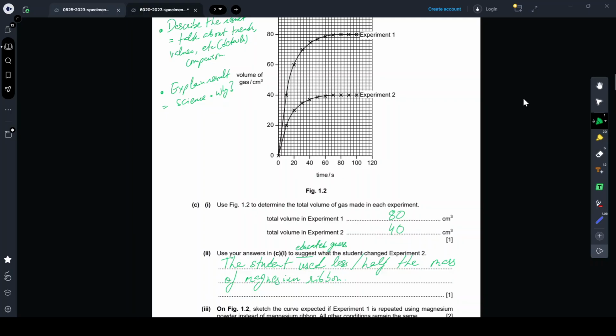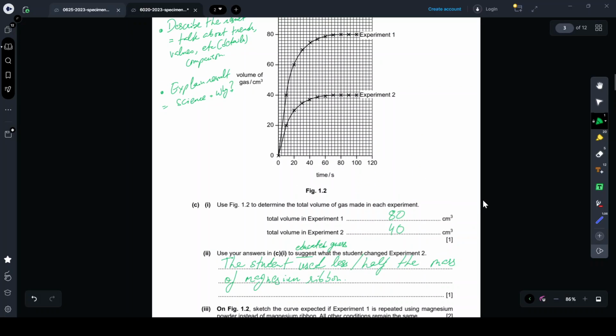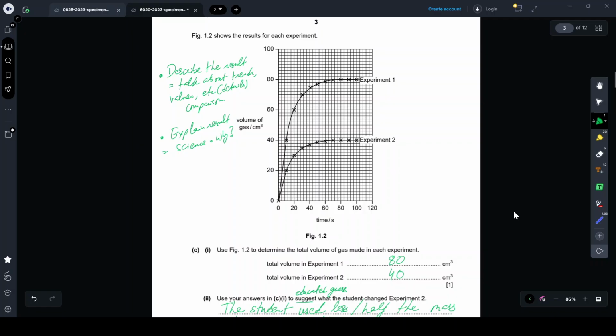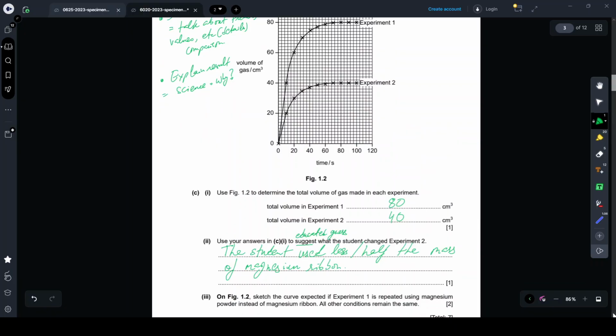Now, sketch the curve expected in experiment 1 if experiment 1 is repeated using magnesium powder instead of magnesium ribbon. All other conditions remain the same. Now, this is where the rate will be affected. What do you think is going to happen? Can you show the question again? See if we can tweak this. There you go. C part 3.